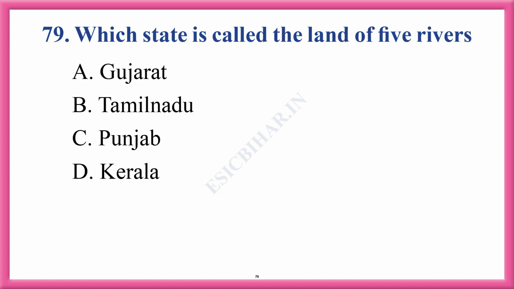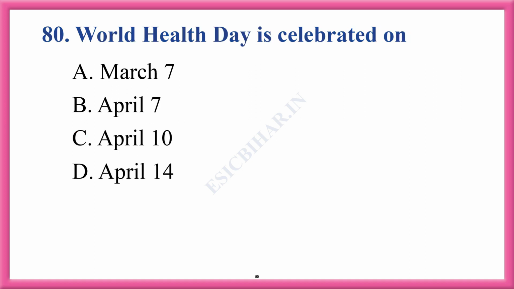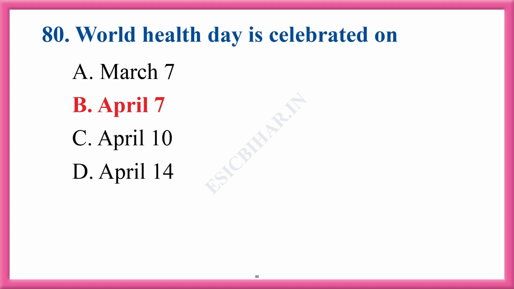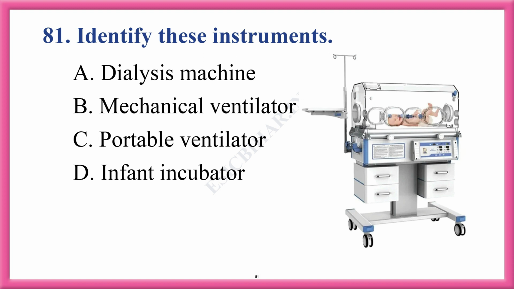Question 79. Which state is called the land of 5 rivers? A. Gujarat. B. Tamil Nadu. C. Punjab. D. Kerala. And the answer is C. Punjab. Question 80. World Health Day is celebrated on A. March 7th. B. April 7th. C. April 10th. D. April 14th. And the answer is B. April 7th. Question 81. Identify these instruments.